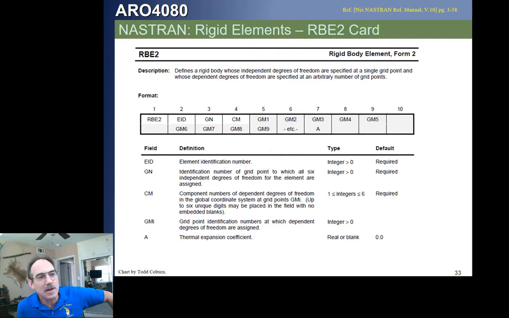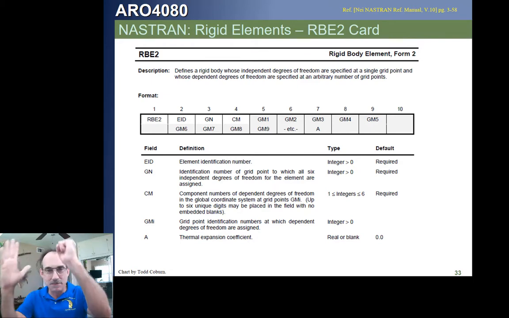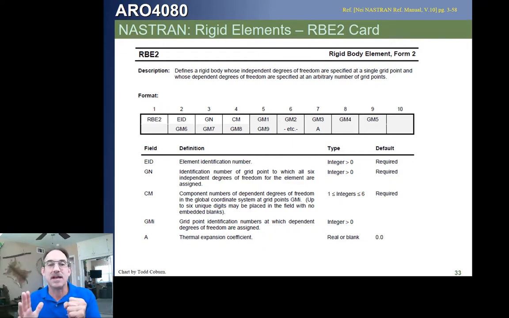The integer grid point numbers in fields 5 and onward, even with a continuation card, those are other degrees of freedom that follow like little sheep. So if you put ID 1 in field 3 and 2, 3, 4, 5, 6, 7, 8, 9, 10 in the other fields that follow, what that means is this first grid point will move however the elements attached to it and the loads make it want to move. And all these other nodes will do exactly the same thing for whatever degrees of freedom you've attached.